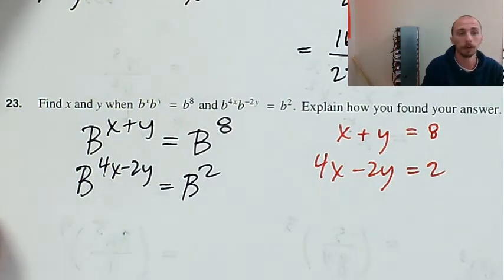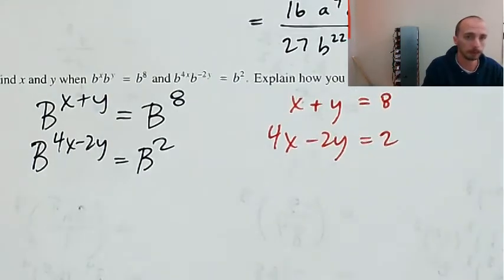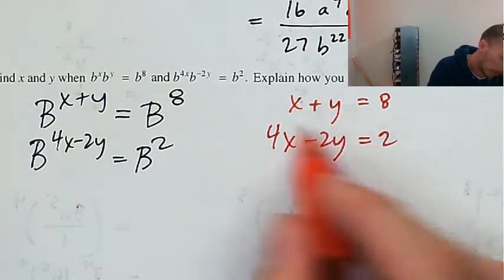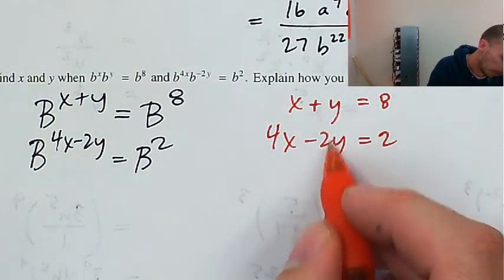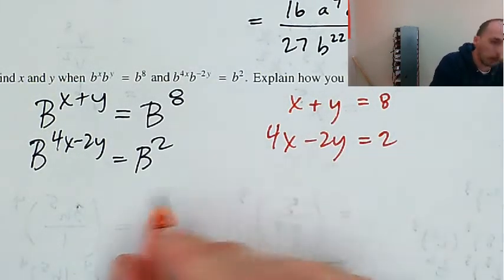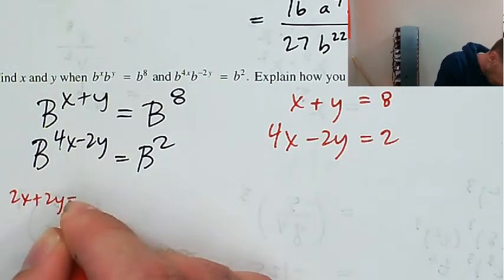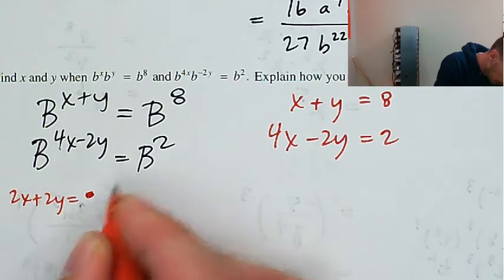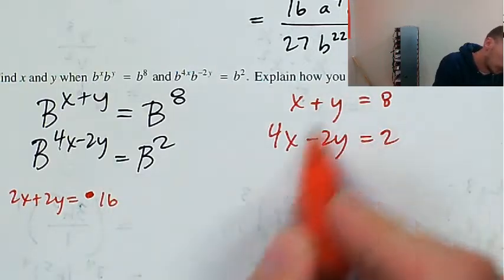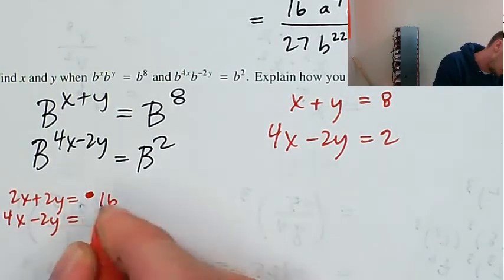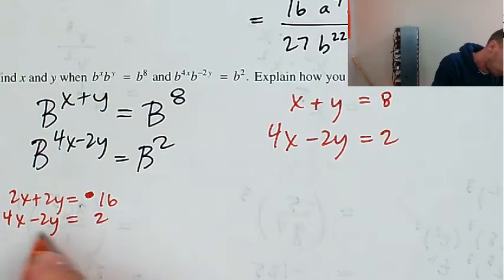Okay, now I'm going to solve this system with substitution or elimination. And so I think I want to eliminate on y. Yeah, this is set up perfectly. So I'm going to go maybe off to the side over here. So 2x plus 2y equals 16. Got to double everything. And then I'll leave that one the same. 4x minus 2y equals 2.